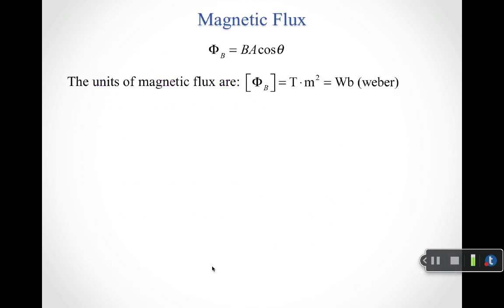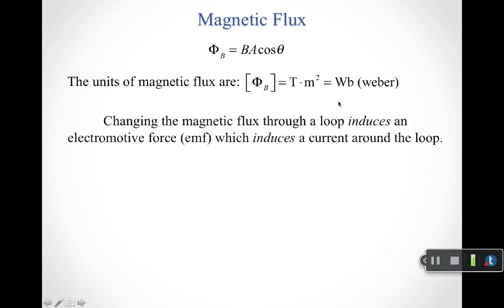In terms of units, thinking about our simplified equation, the units of magnetic field are Teslas. The units of area are meters squared. Cosine theta doesn't have any units, it's just a number. So the units of magnetic flux are Tesla meters squared, but that gets called a Weber. So we will refer to the units of magnetic flux in terms of Webers.